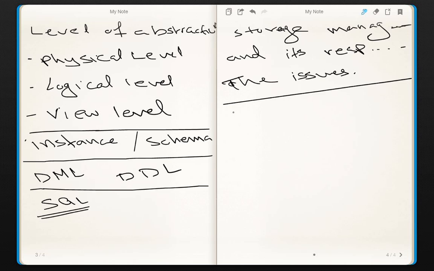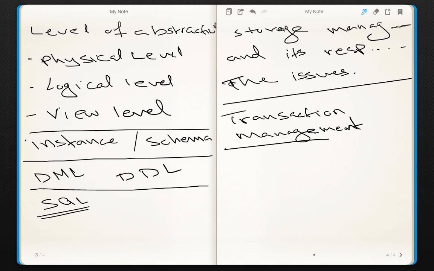Also, we have transaction management. I think it's on slide 24, so you may refer to that. And also database architecture. I think it's on slide 27, so you may need to refer to that.